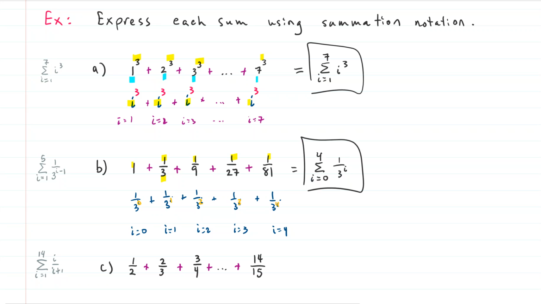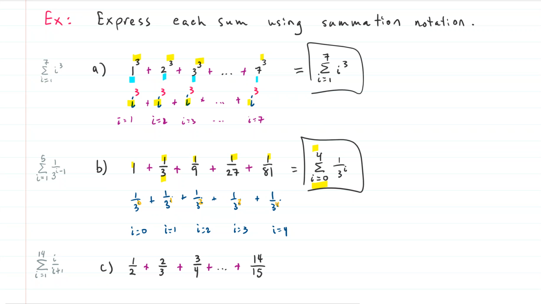So notice there's more than one way to write this. There's actually more than one right answer to these. And this is something that I want to highlight. As you were following along, we came up with this scenario where it's 1/3 to the I power, and the limits went from 0 to 4. That's perfectly valid. That will reproduce our sum here.